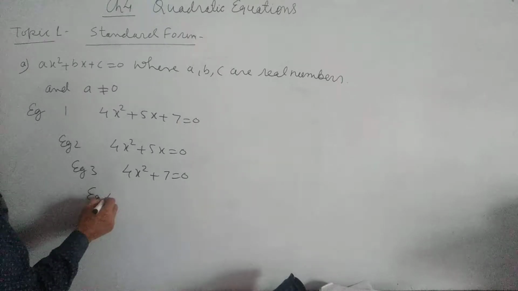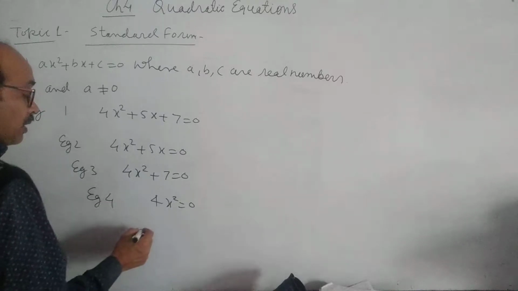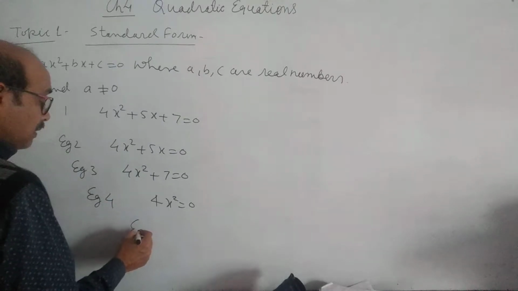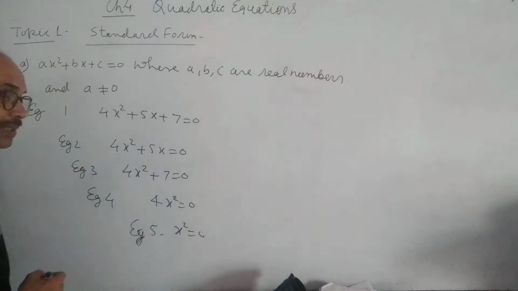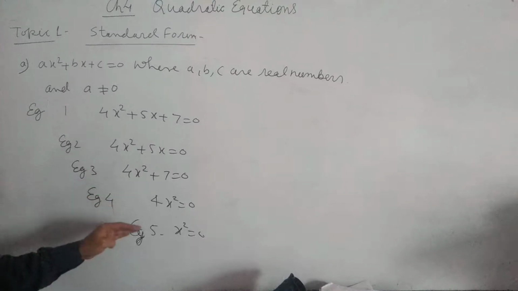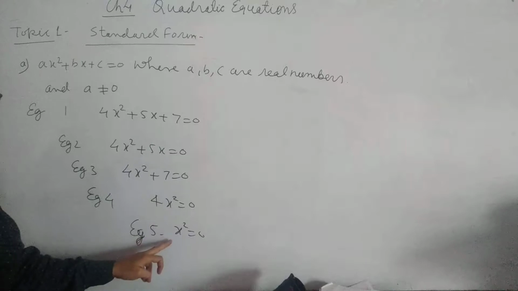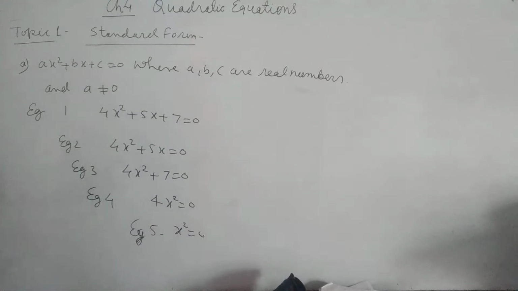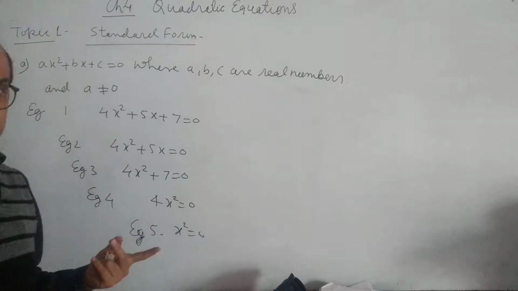And next, only 4x square can also be the equation, or only x square equal to 0 is also an example of a quadratic equation, because all these satisfy the condition that a is not 0. Of the rest, b or c can be 0, or any one of them can be 0, or both of them can be 0.